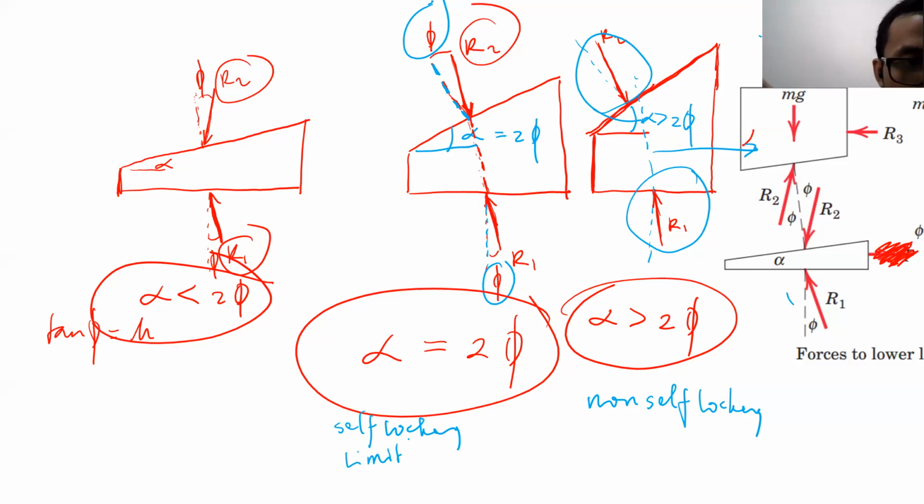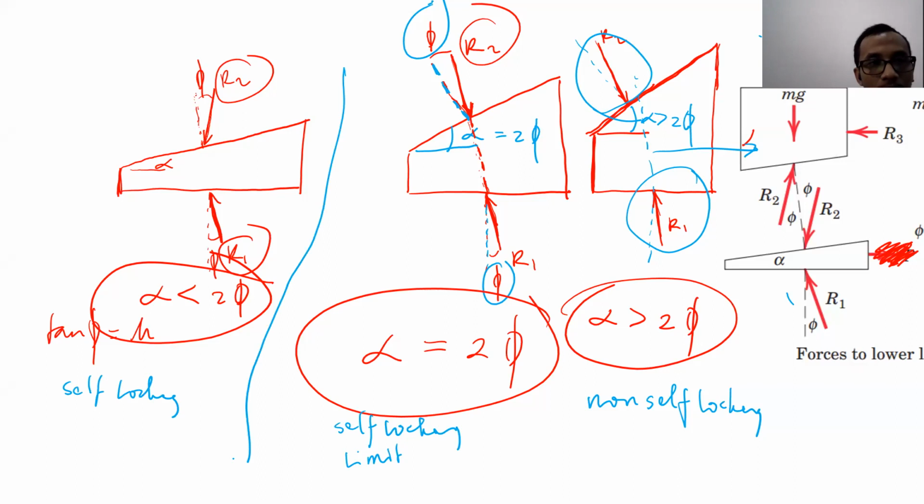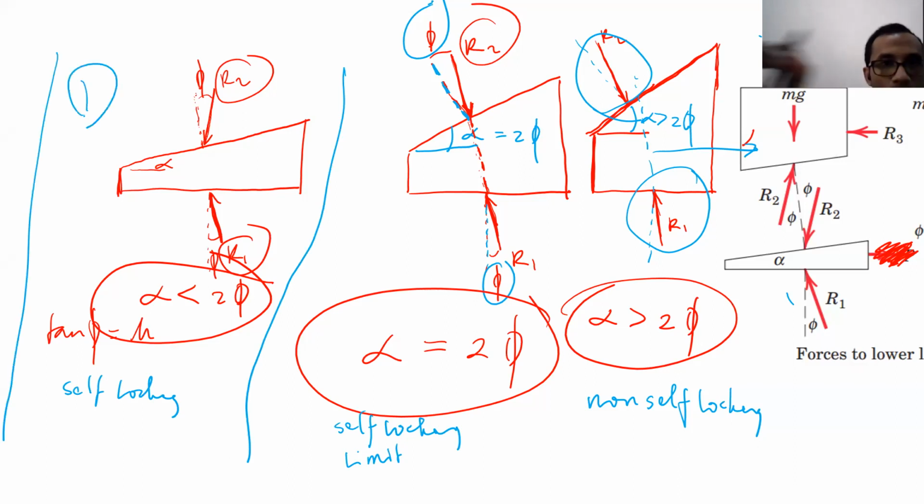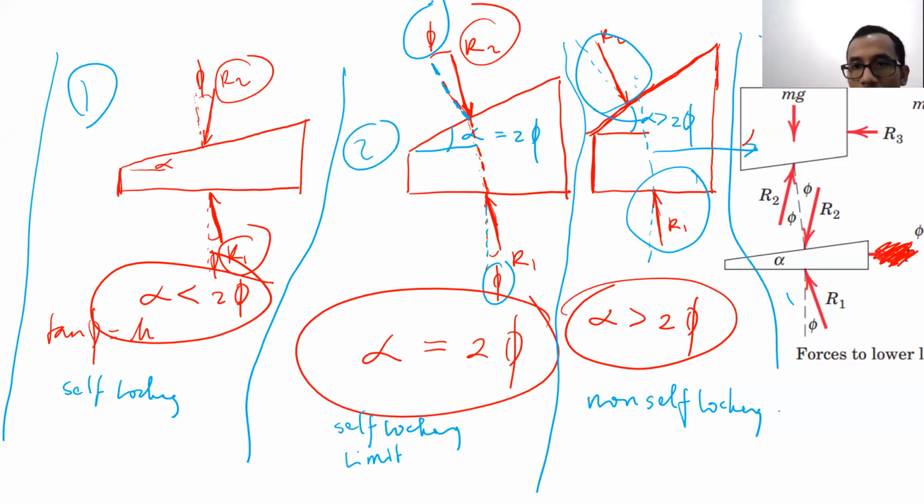And the first one is the condition of non-self-locking. This one is the condition of self-locking. So we have three conditions here. This is the first one, self-locking. The second one, self-locking limit, and the third one, non-self-locking.